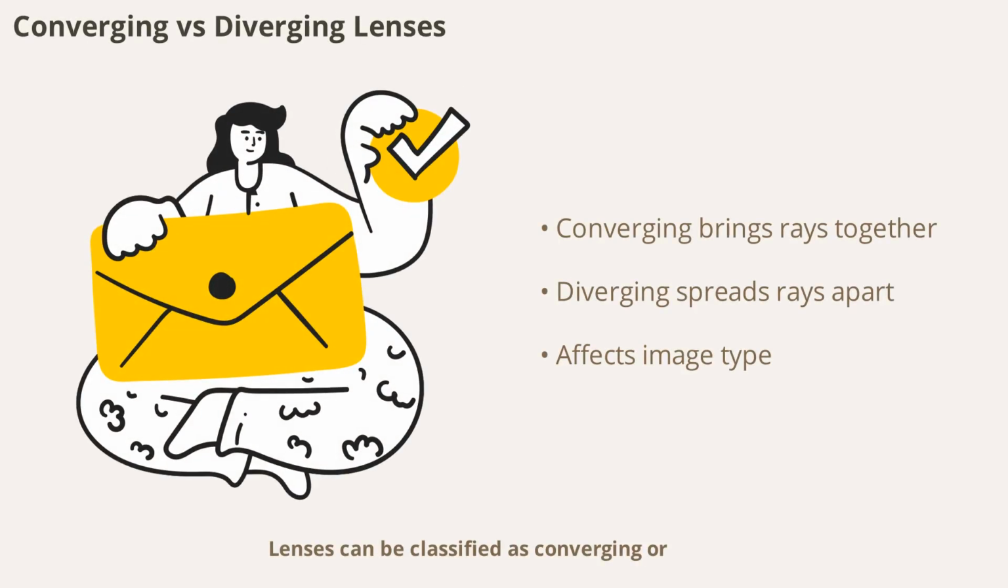Lenses can be classified as converging or diverging based on how they bend light. Converging lenses, like convex lenses, bring light rays together to a point, forming real images. Diverging lenses, such as concave lenses, spread light rays apart, forming virtual images. This distinction is crucial in understanding how different lenses are used in optical devices and vision correction.